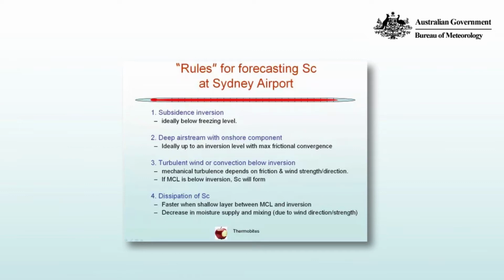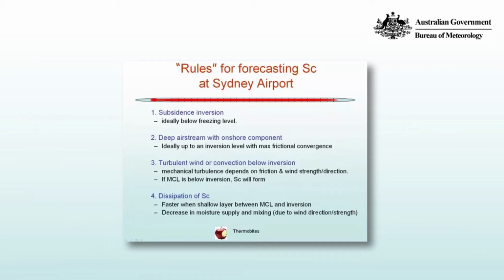You want a turbulent wind or convection below the inversion. So stratocumulus can form either from mechanical turbulence, and that depends upon friction and wind strength and direction, mixing the air up, but also if you have convection below the inversion and the stratocumulus hits that inversion and spreads out. And so if the mixing condensation level is below the inversion, SC will form.